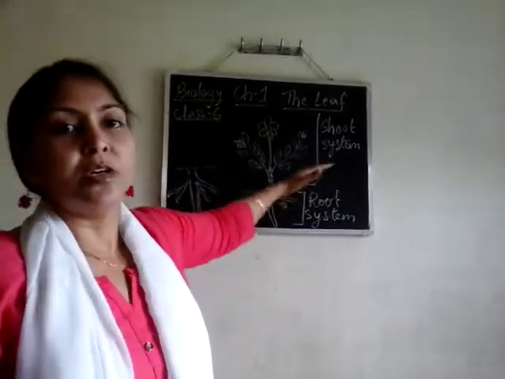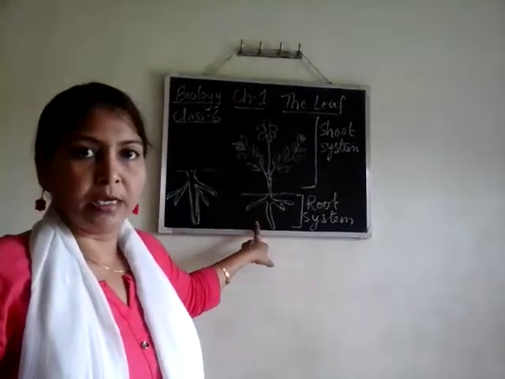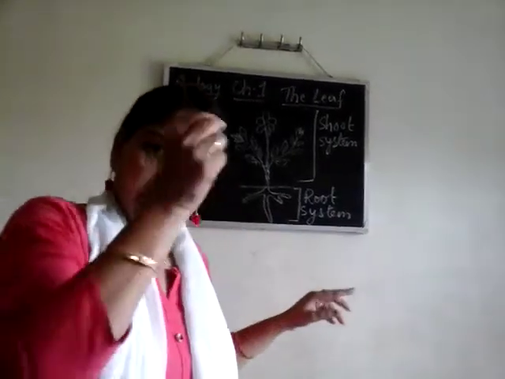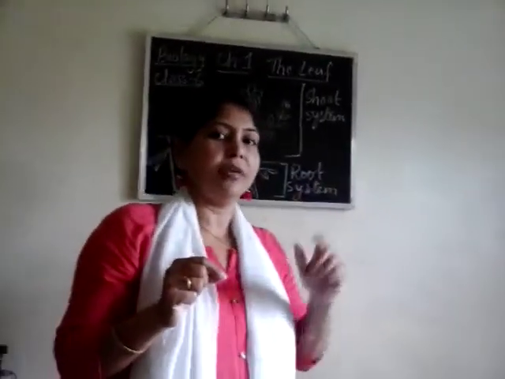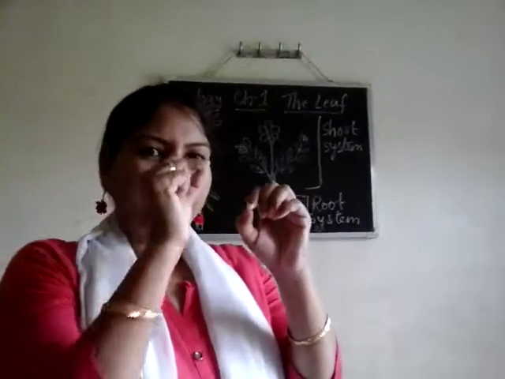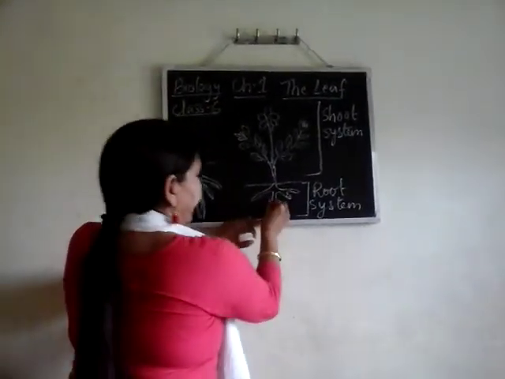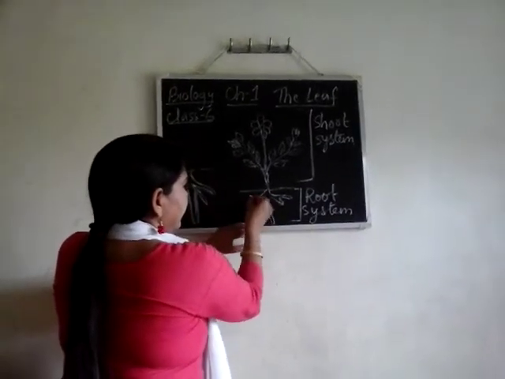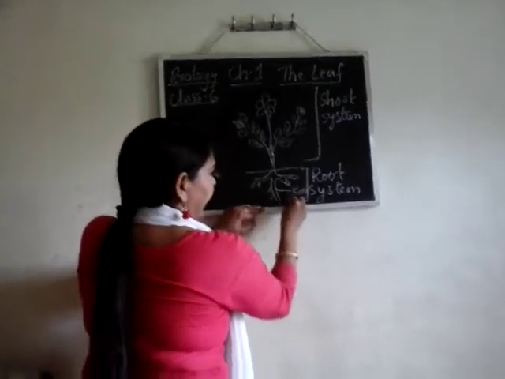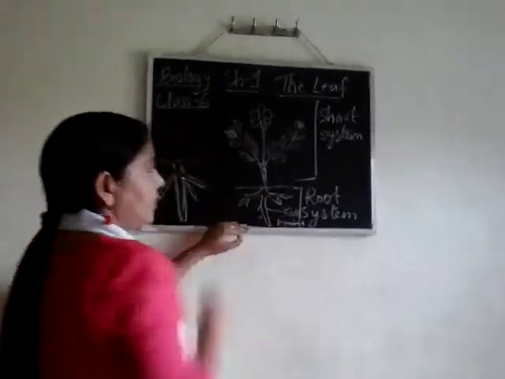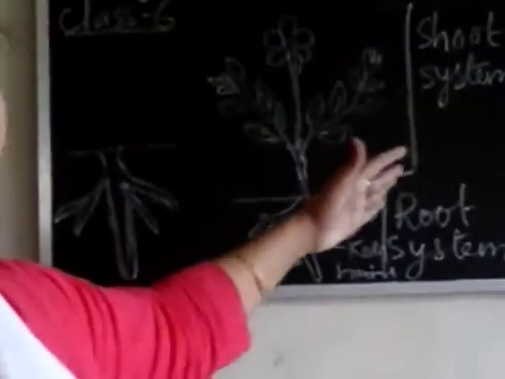Now in the case of the root system, what are the parts? The parts are roots, and you will also find root hairs. If you observe very minutely, every root has fine, thin structures. That is called root hair. I can draw it here, you can see here, these are the root hair. Now in the shoot system you can see very well over here.